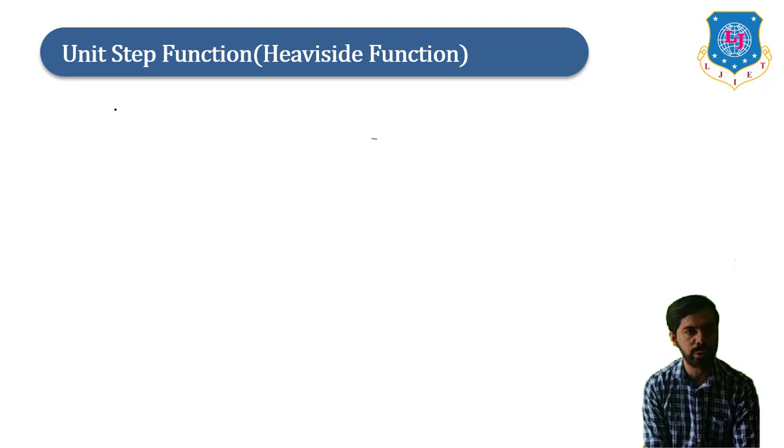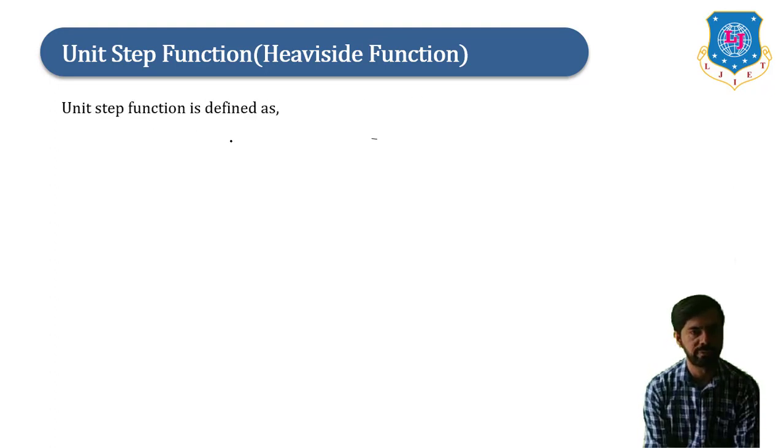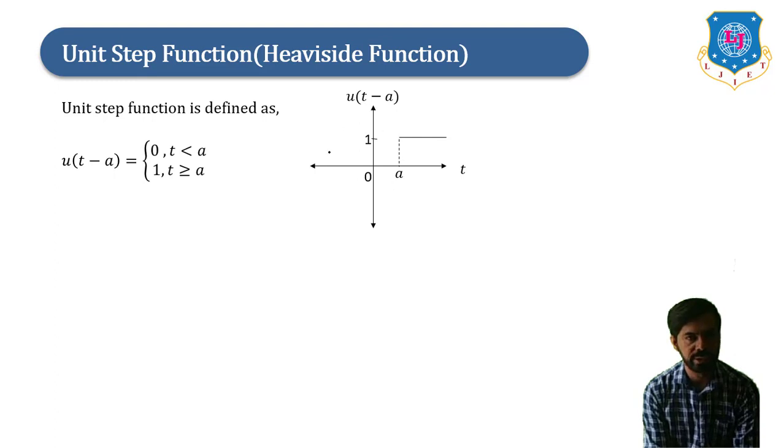Now we will discuss the unit step function, which is also called the Heaviside function. The unit step function is defined as u of (t minus a), which is equal to 0 for t less than a, and equal to 1 for t greater than or equal to a. Here in this graph we can see that u of (t minus a) is equal to 1 whenever t is greater than or equal to a, and equal to 0 for t less than a. So this is the graph of the unit step function, also called the Heaviside function.